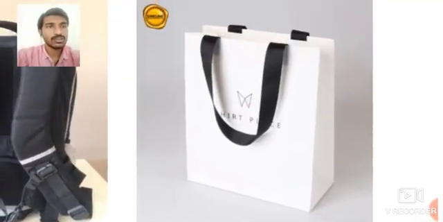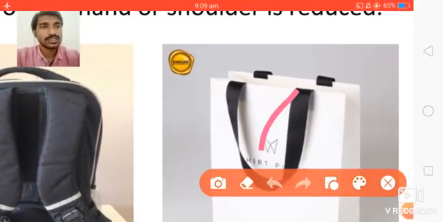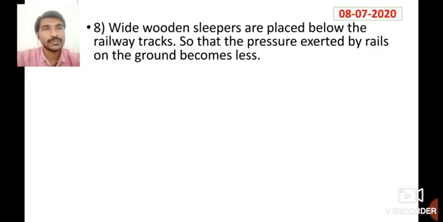This is a shopping bag. In the shopping bag also, here you can see the broader straps. Why are they using broader straps? To reduce the pressure on our hand or shoulder, we are using the broad straps. Instead of broad straps, if we are using narrow straps, what will happen then? Then there will be more pressure on the hand or shoulder. So to reduce this pressure, school bags and shopping bags have broad straps. Let us go for the last example.